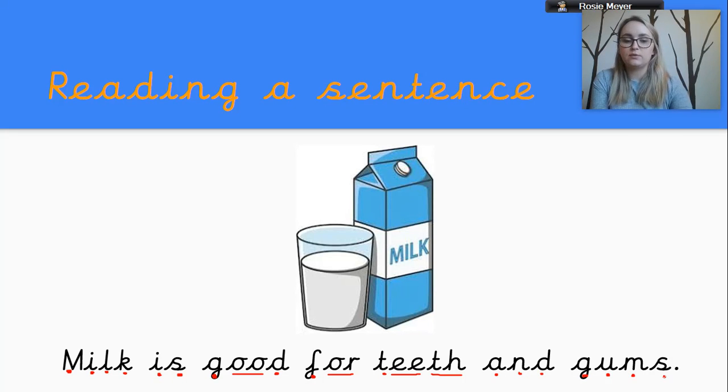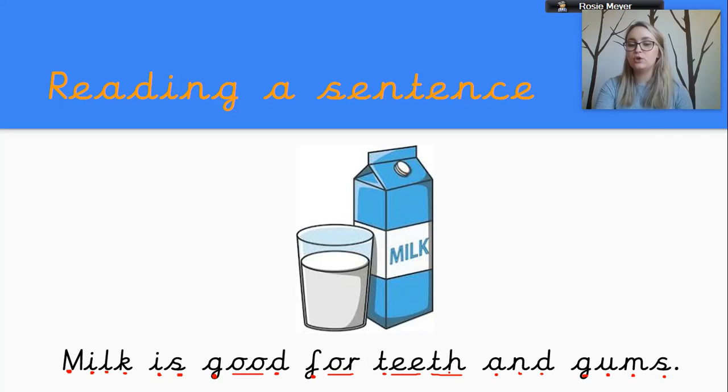Let's have a look at that next word. G, d, good. Good. Milk is good. What's that digraph? I wonder if you can remember. Have a look at the o and the r. What do they say when they're together? Fantastic. It's or. So let's have a look. Or, for. Milk is good for. Let's have a look at the next word.